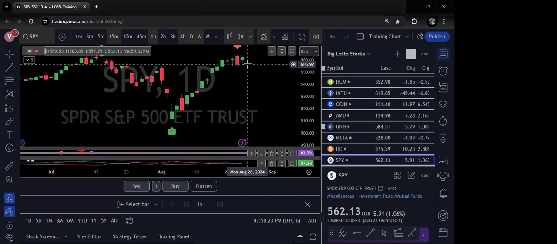On Finviz, you can actually see stocks that had a bearish or a bullish engulfing candle. On Finviz, they have, I think, Shooting Star, bullish engulfing, bearish engulfing. So you can get that every day. You can check the stocks that had a bearish or a bullish engulfing.